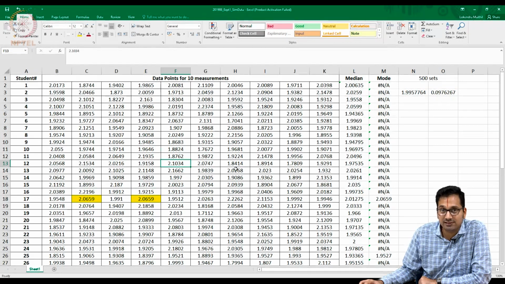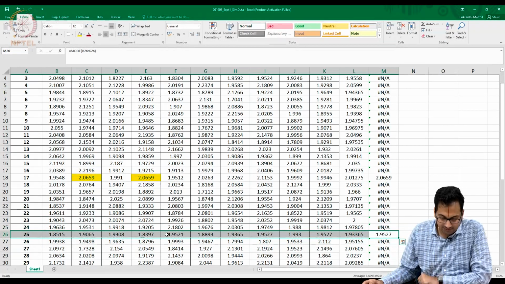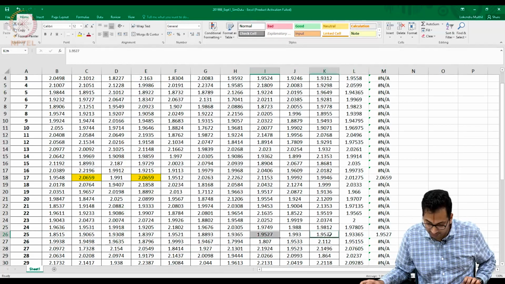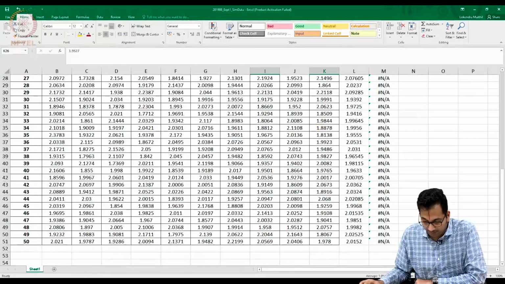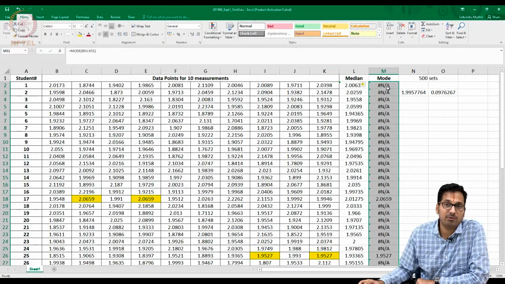That's just a mere coincidence, because when measurements are being made, you don't have to get the exact same measurement multiple times. On the other hand, do we have other examples? Yes, we do. In this case, what you are able to see is that these two numbers have gotten repeated. And you realize for most of the examples, you do not have a mode that is properly determined.